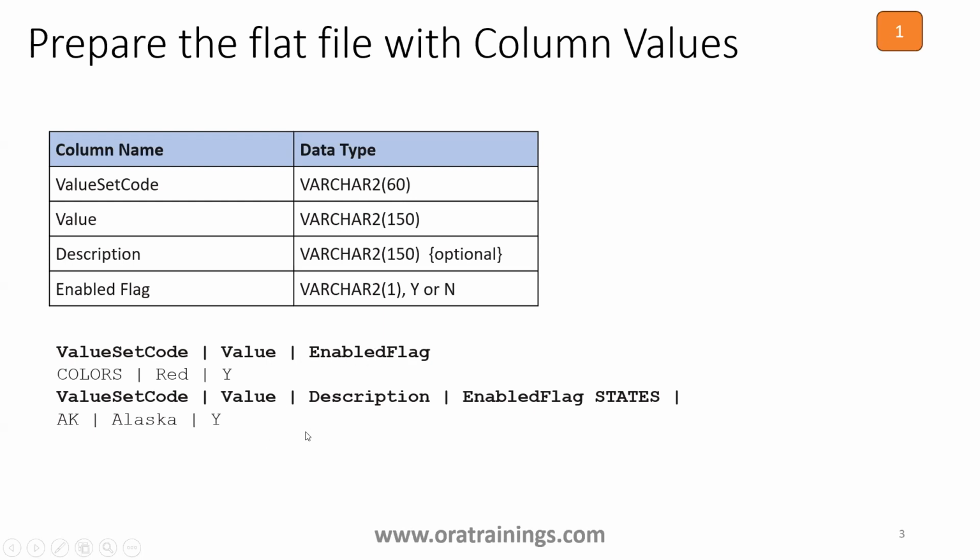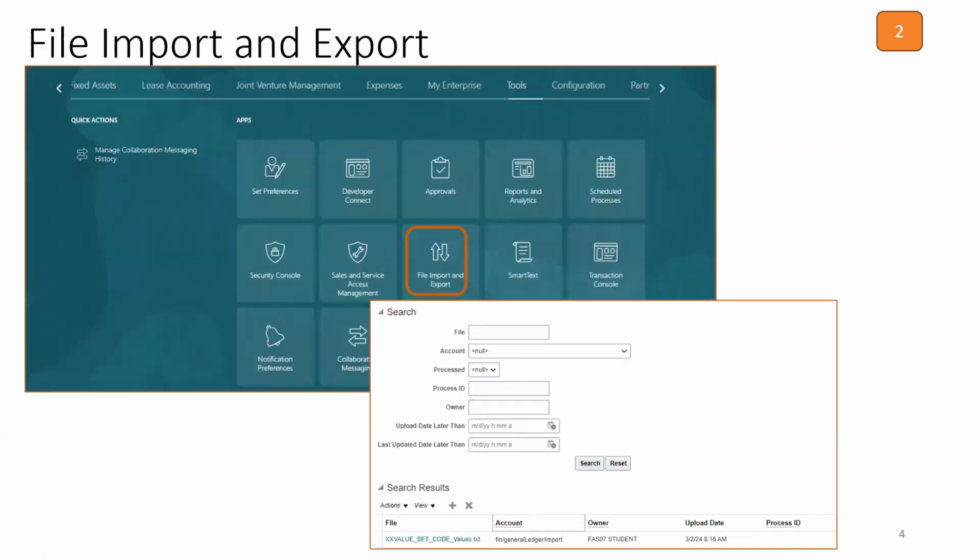If you want to provide a description for your value set code, what you can do is have 4 values in a particular record: value set code, value, description, and enable flag status. Okay, so now this is the first step. And now what is the second step?